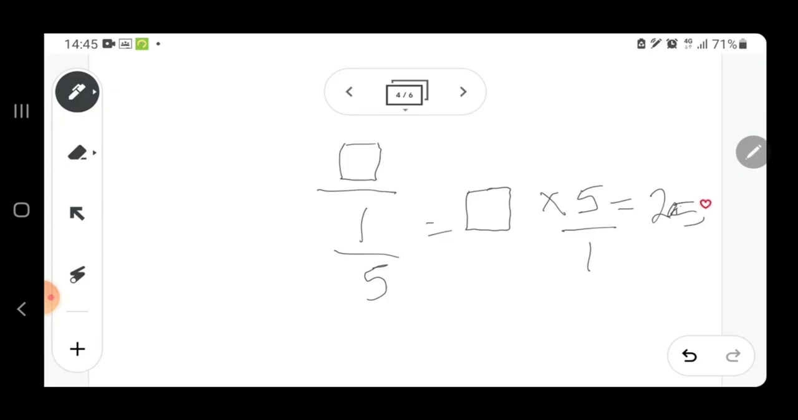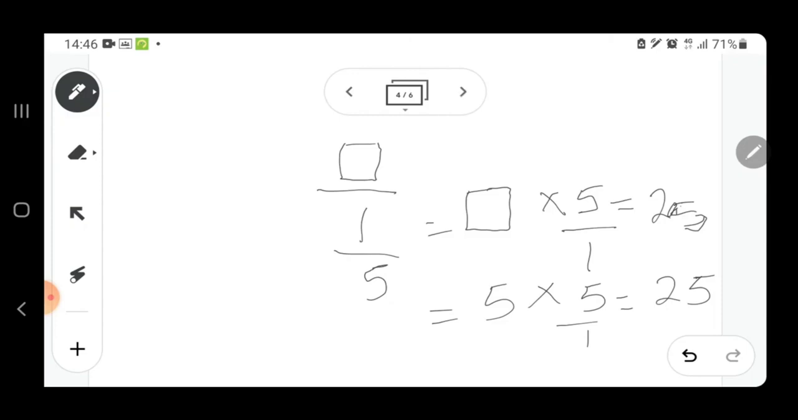So the question then is, which number is this that when I multiply by 5 is going to give me 25? Obviously, it's a 5. So 5 times 5 over 1 is 25.